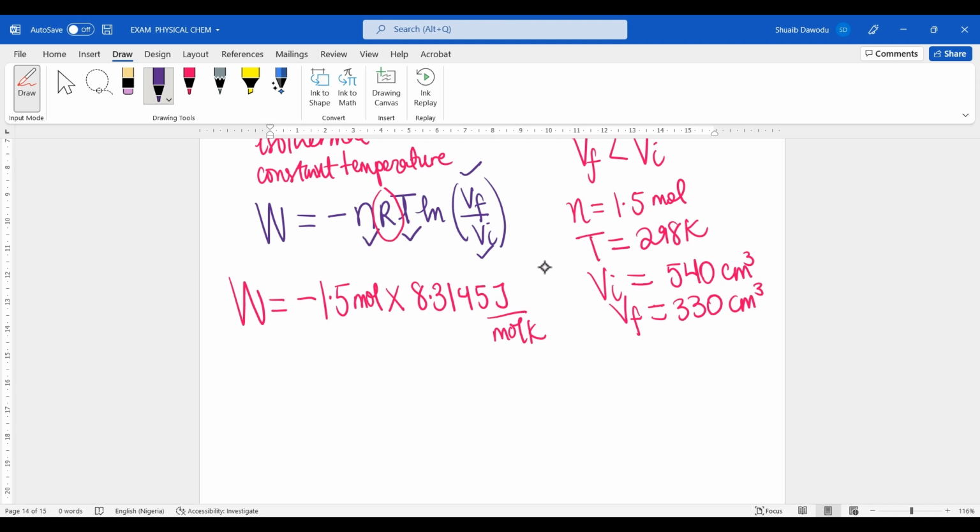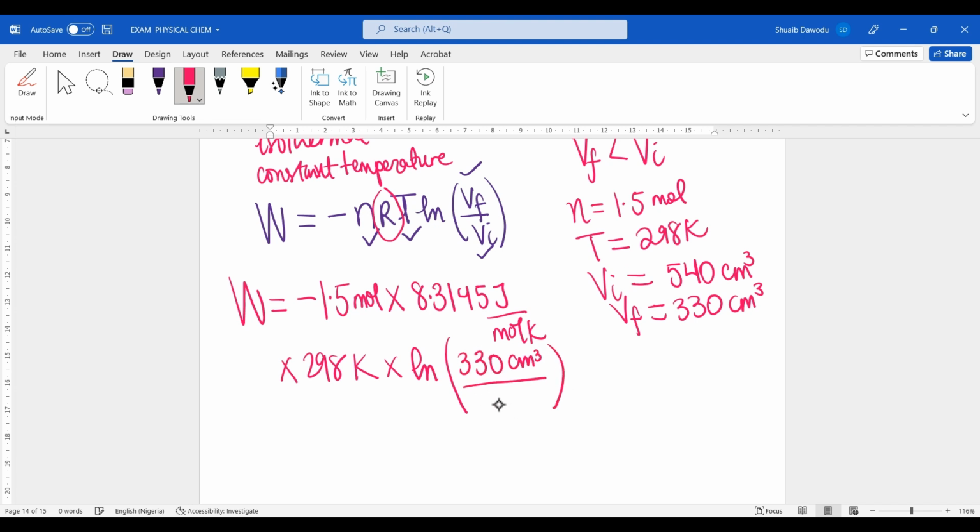So now times R, 8.3145 joule per mole Kelvin, times temperature, which is simply 298 Kelvin, times ln V final, which is 330 centimeter cube, divided by V initial, 540 centimeter cube. So all we have to do now is cancel out everything we're supposed to cancel out. We cancel out the number of moles, cancel out the Kelvin. So we have the joules still left here.